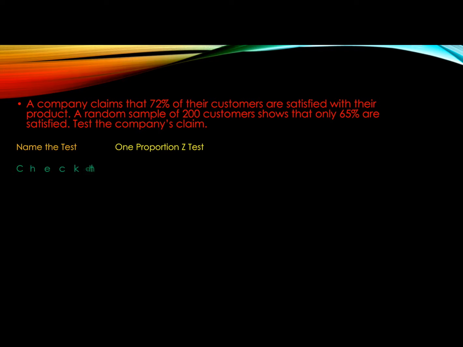The next step is to check the conditions. If one of the conditions is not met, we cannot perform the test. The first condition we must check is that it must be a simple random sample. A simple random sample helps eliminate any bias, so it is important that we check the data is random. It says in the problem, a random sample was taken, so we can say this assumption is given.